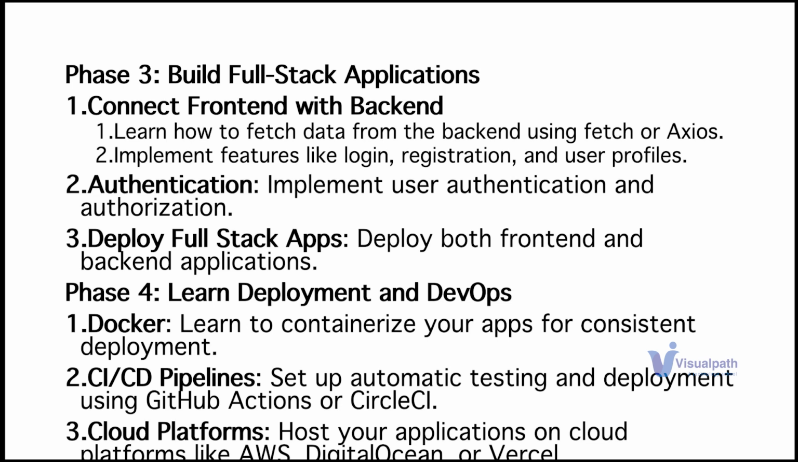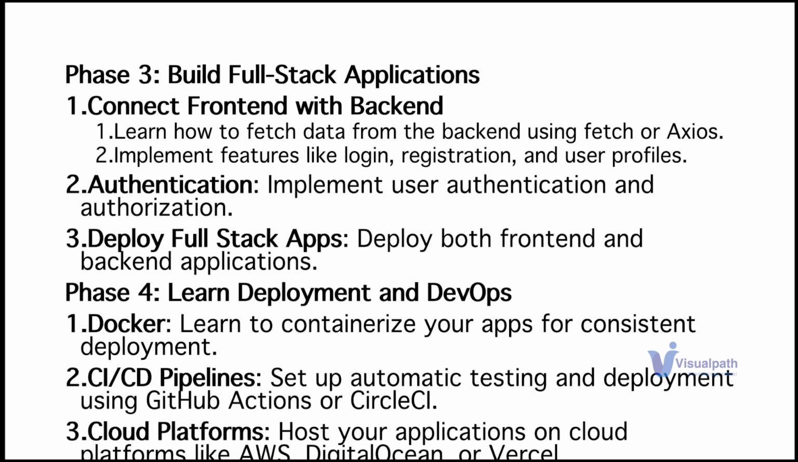Phase 4 is CI/CD or the deployment, the DevOps job, where they do it using Docker. Docker is nothing but they containerize your application for consistent deployment. Then they do a CI/CD pipeline. They set up automatic testing and deployment using GitHub. Then they do the cloud platform. Nothing but they host your application on a cloud platform like AWS or DigitalOcean.